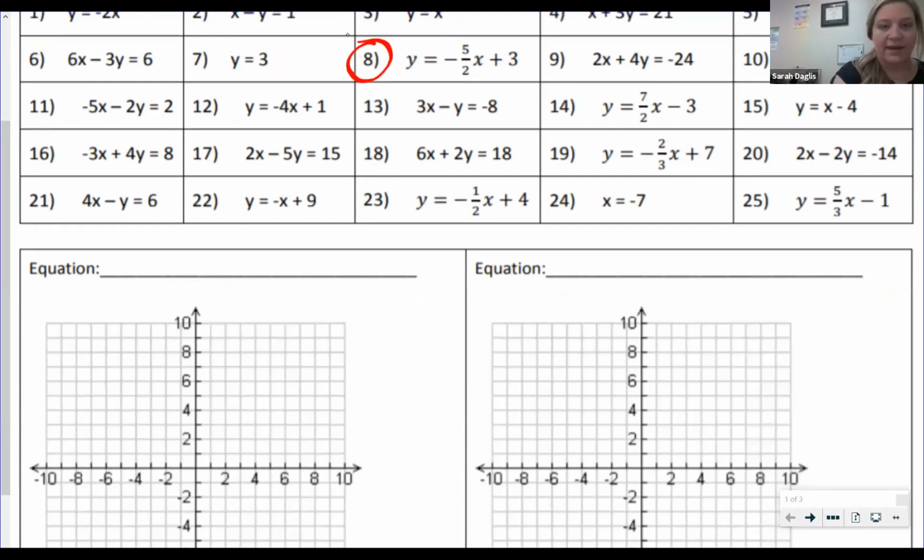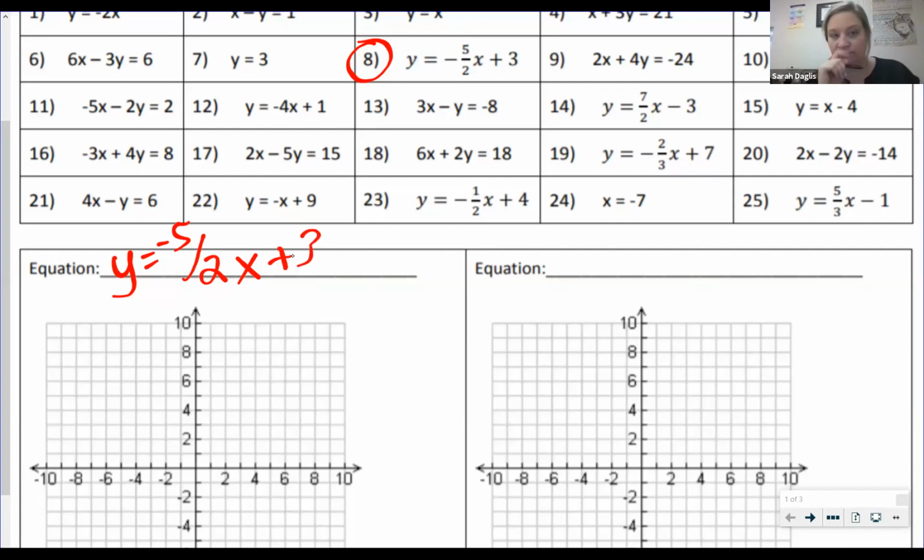All right, so I'm gonna write my equation down. So I have y equals, and y'all can do this one if you want, or you can pick 10 others. It's totally up to you. -5/2x, and then plus 3. So this is in slope intercept form. That's y equals mx plus b. M is your slope, b is your y-intercept.